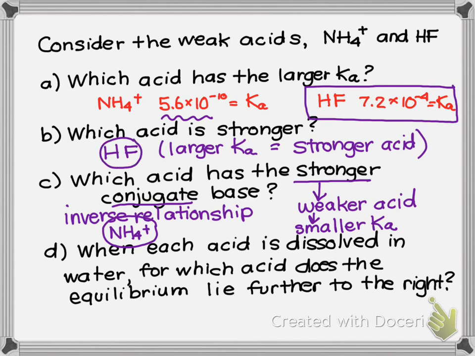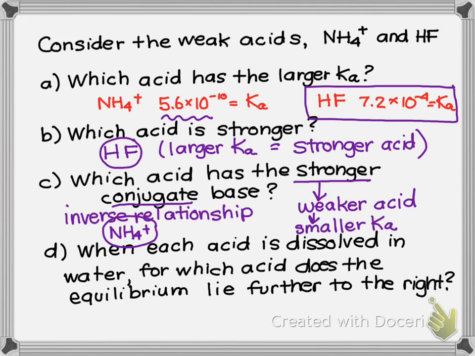That's just the thought process, right? That's how we think about it. A stronger conjugate base would come from a weaker acid, because there's an inverse relationship, and with the information we know, weaker acids have smaller Ka values. So that's your thought process.